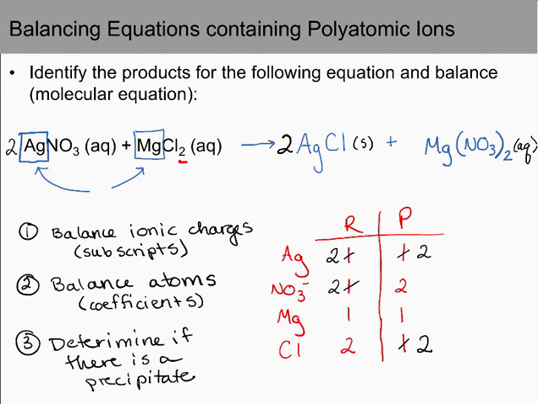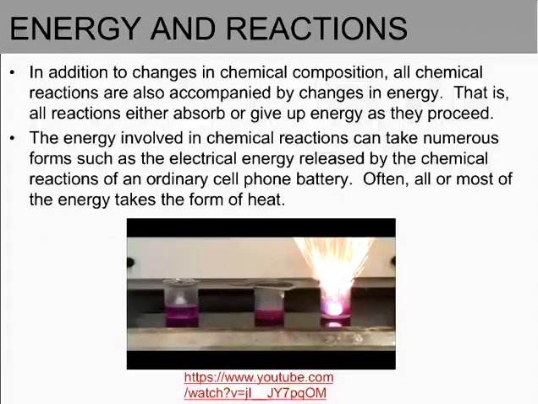Okay. So one more thing I wanted to cover is energy. So in addition to all of the changes that take place during a reaction, chemical reactions are also accompanied by changes in energy. So reactions will either absorb energy or give up energy as they proceed. The energy that's involved in these chemical reactions can take many different forms. So, for instance, some chemical reactions will release electrical energy, such as in our cell phone batteries. However, in a lot of reactions, energy takes the form of heat. And I do have a YouTube video showing that type of reaction.